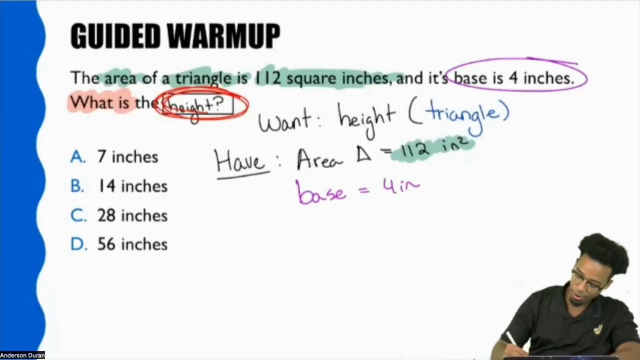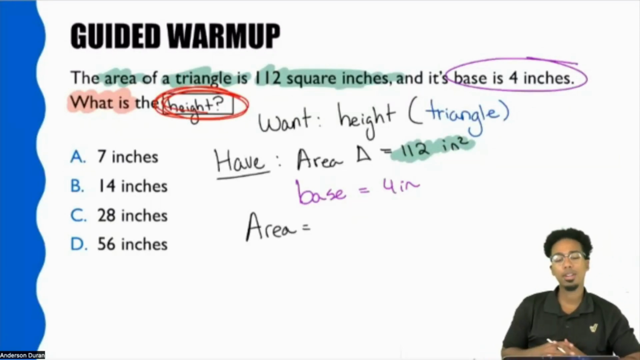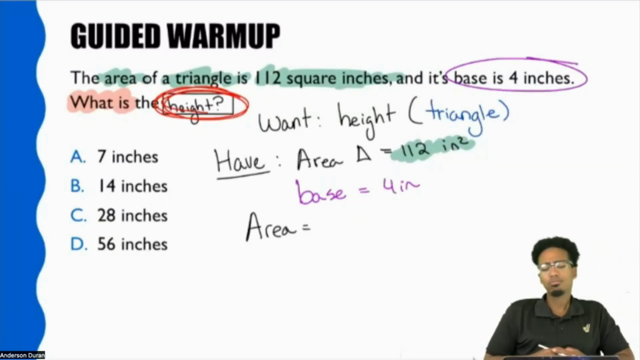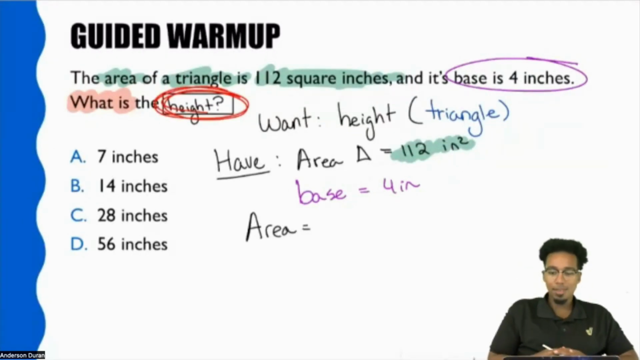We have area equals, write it out for me one more time, everybody. What's the area of a triangle? What's the formula? Half of the base times the height. Appreciate you, Elon. Appreciate you, Small. Jonathan, appreciate you. There we go. Yep, half of the base times the height.